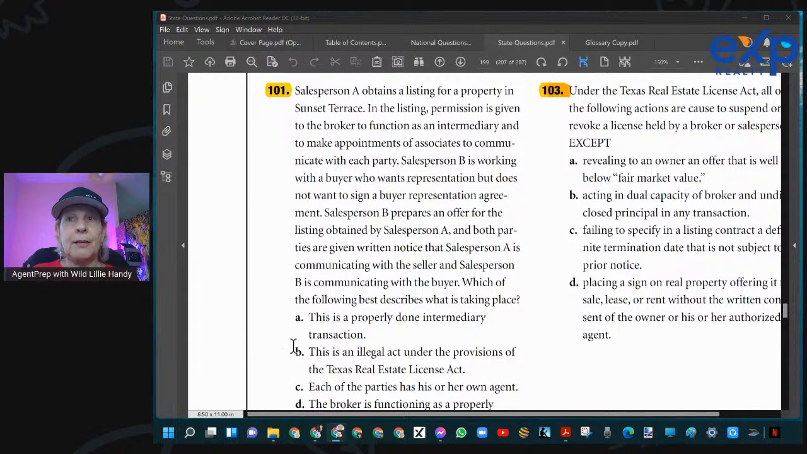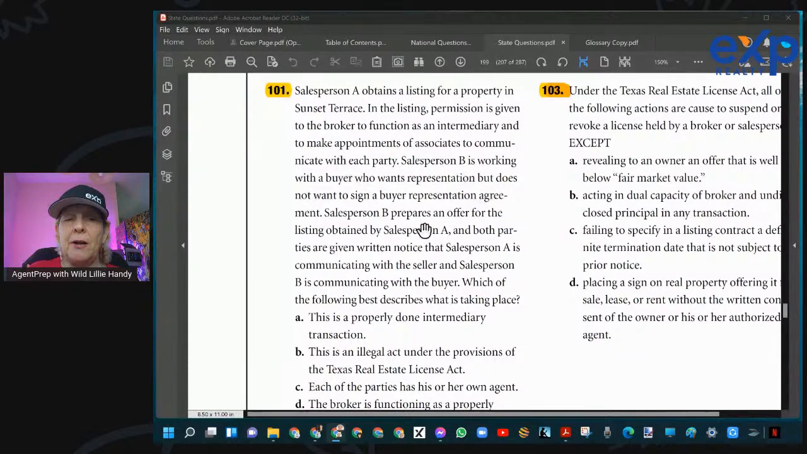This is a long one. Sometimes I leave those to study later at the end of the exam, but if you're a fast reader, hey, go for it. Salesperson A obtains a listing for a property in Sunset Terrace. In the listing, permission is given to the broker to function as an intermediary and to appoint associates to communicate with each party. Salesperson B is working with a buyer who wants representation but does not want to sign a buyer representation agreement. Salesperson B prepares an offer for the listing obtained by salesperson A, and both parties are given written notice that salesperson A is communicating with the seller and salesperson B is communicating with the buyer. Which of the following best describes what is taking place?